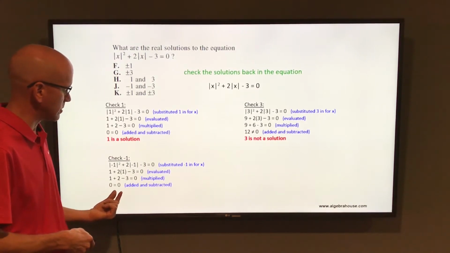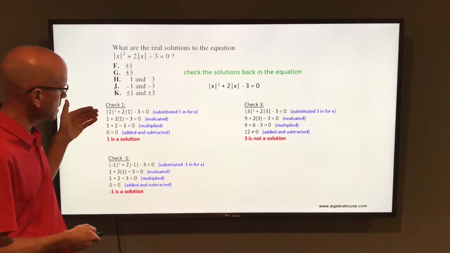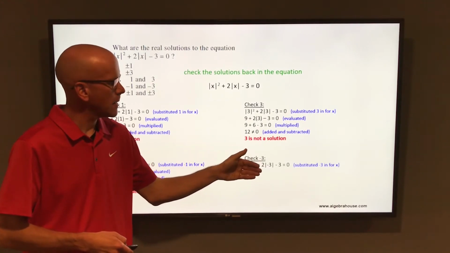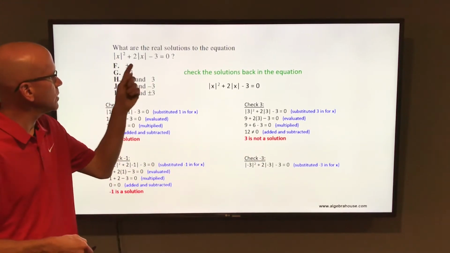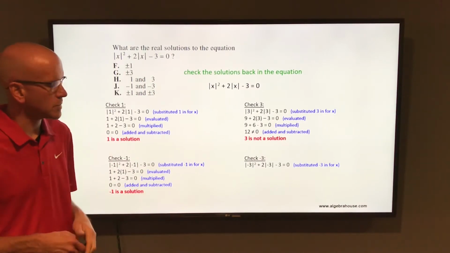You can see that it makes a true statement. 0 equals 0 is a true statement. That means negative 1 is a solution. So there are your two solutions, because I know negative 3 is not going to be a solution, because 3 is not a solution, because you're dealing with absolute value. Whatever 3 produces, negative 3 is going to produce the same thing.